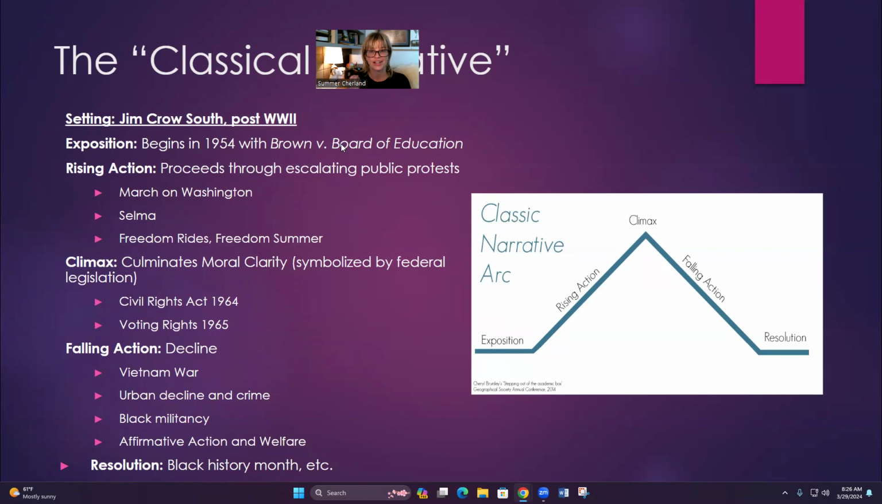And then she says the classical narrative frames the civil rights movement as a series of escalating public protests. Think about the March on Washington. That's the I Have a Dream speech, for example. Selma, when there's the march across the bridge and African-American protesters are attacked. Or the Freedom Rides, where white and Black riders intentionally desegregate buses moving into the American South, and it gets increasingly violent and dangerous for them.